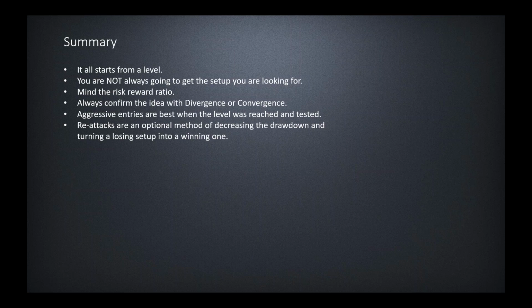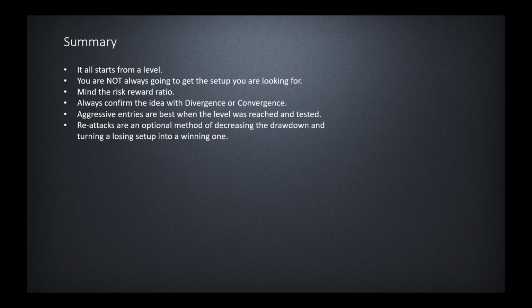Make yourself a plan. Print yourself or draw on a piece of paper exactly what you're looking for, very specifically, as specific as you can, and put it next to you. Once this setup appears, go ahead and check out your cheat sheet. If it's there, take it. If not, don't try to bend the rules.